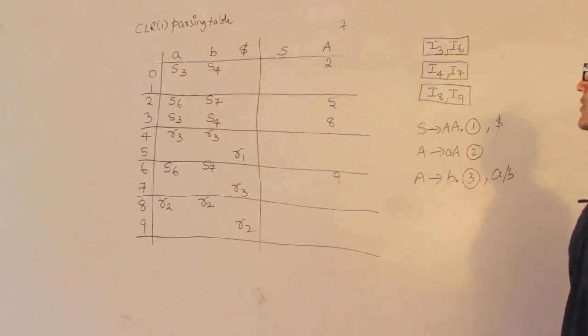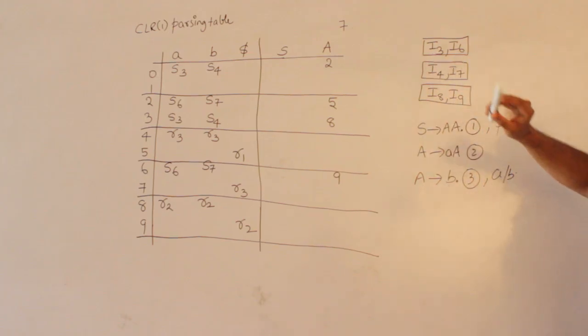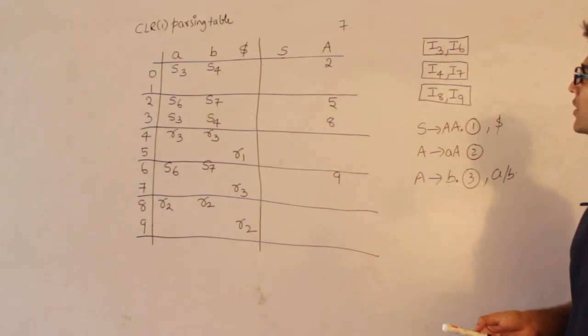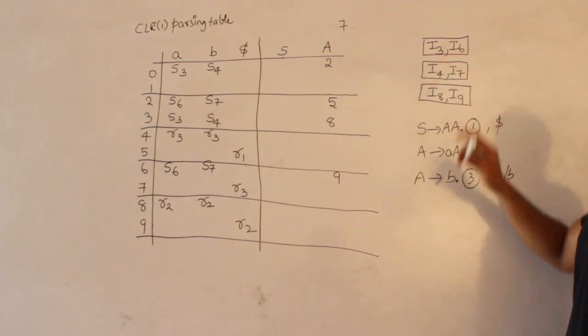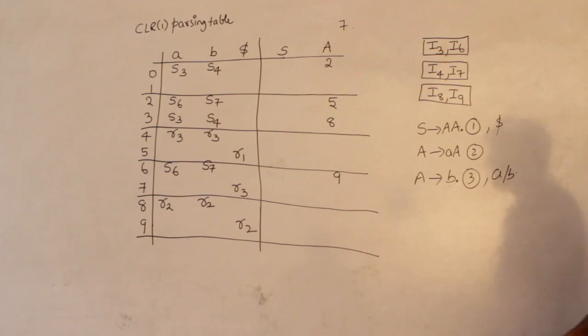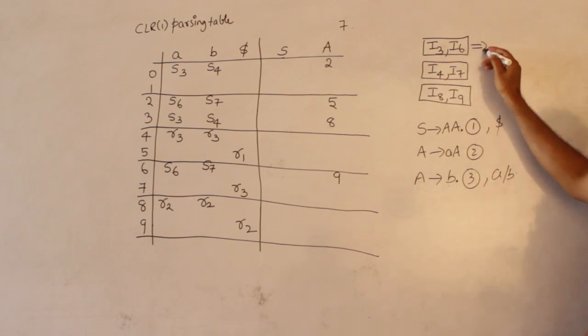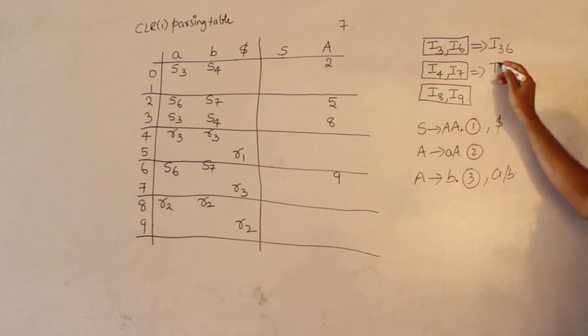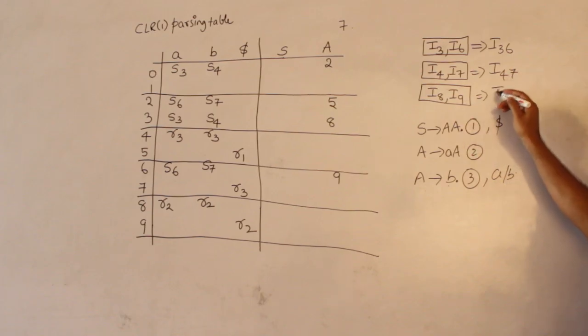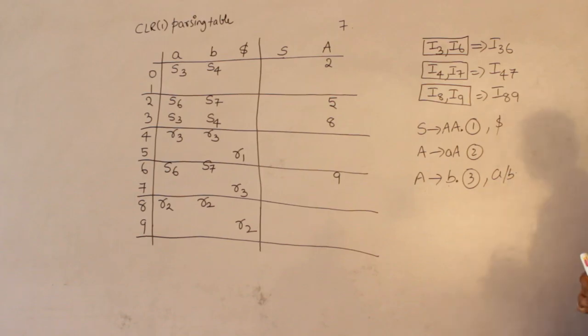If you observe the states I3 and I6 in the previous diagram, they have the same LR0 items but different look aheads, and then I4 and I7 have the same LR0 items but different look aheads. Similarly I8 and I9. So what you could do is merge these states into one state. If I merge I3 and I6, I make a new state I36, and if I merge I4 and I7, I make a new state I47, and if I merge I8 and I9, I make a new state I89.